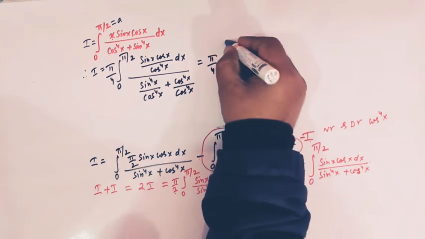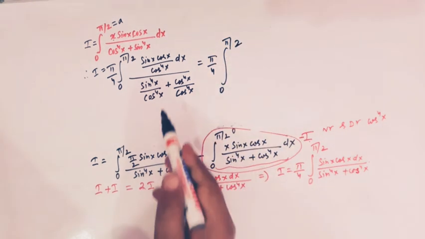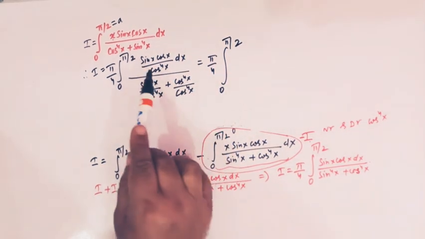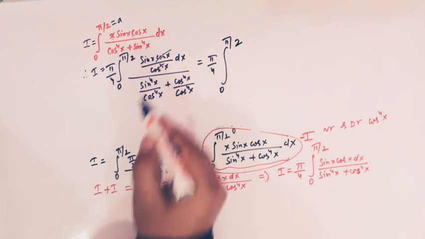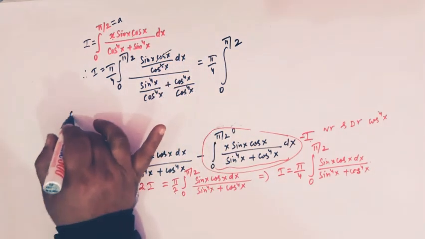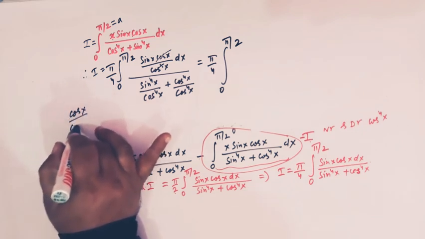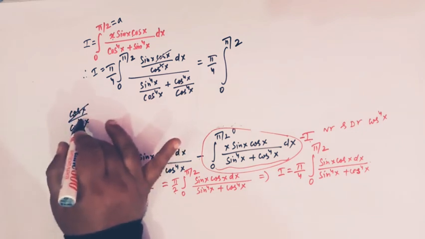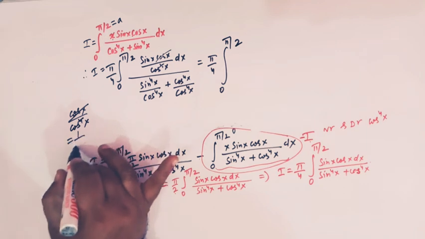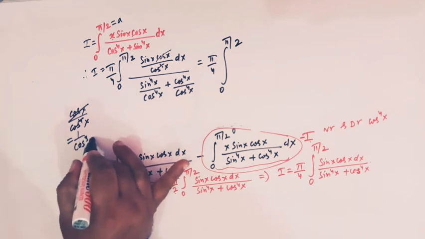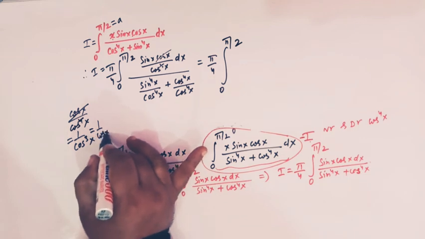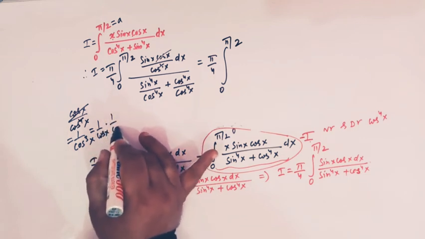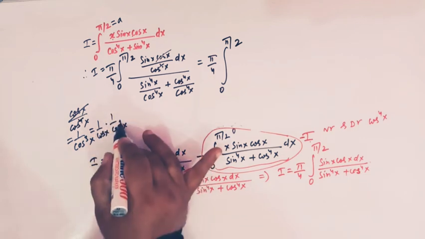This is a simple step here, because see here, cos x and 1 cos x get cancelled. We have cos x and cos raised to 4x, so cos x and 1 cos x get cancelled, so we are left with cos cube x. Cos cube x can be written as 1 over cos x times 1 over cos square x, right?